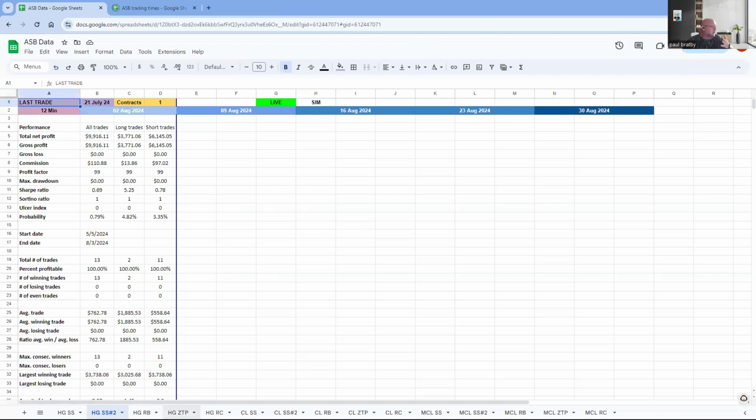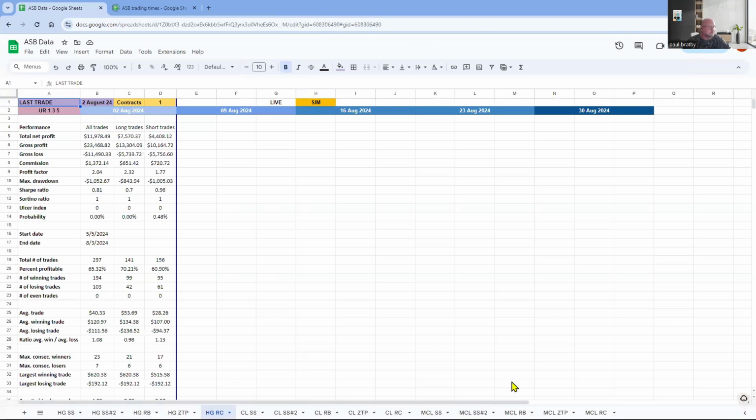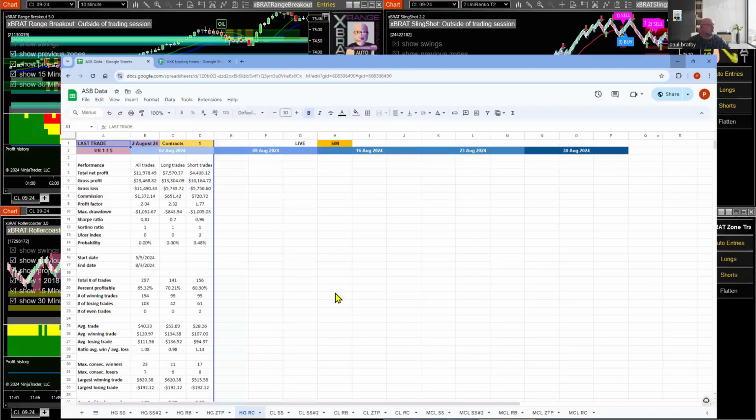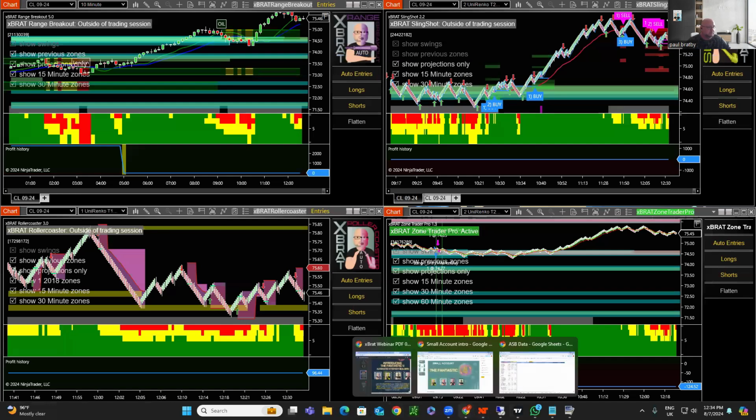So we've got HG, Zone Trader Pro, Range Breakout, Roller Coaster, and then the same with CL and the same with MCL. So let's reduce that. Oh, no, I need to go back up a second.